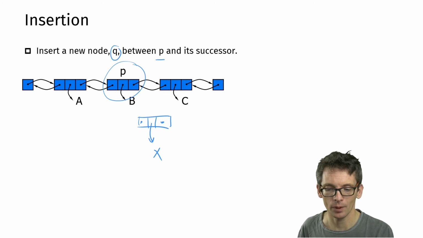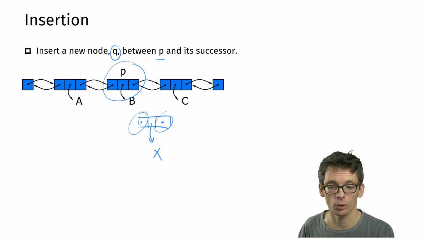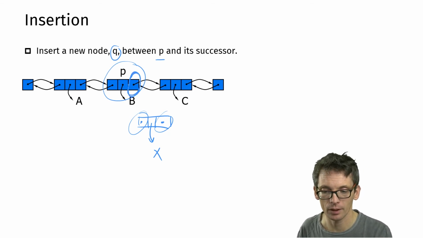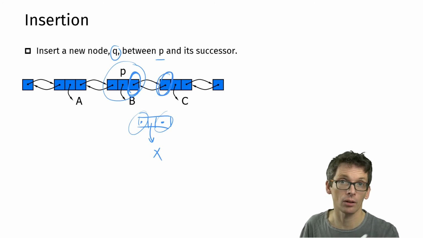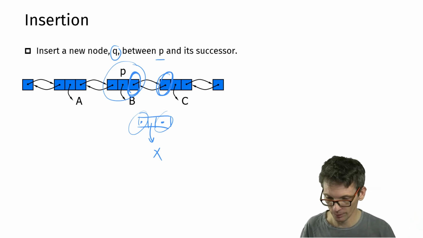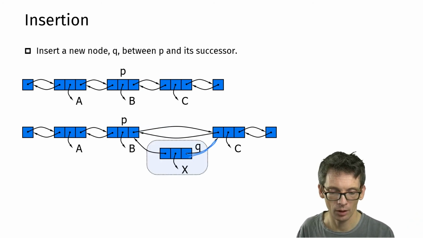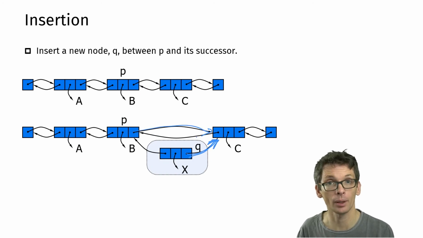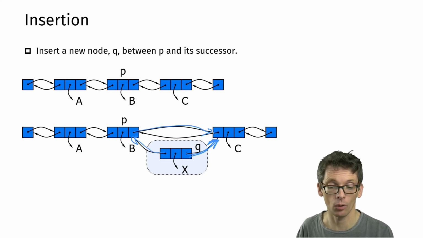I would need to get the pointers for the node Q, and I need to update the next pointer of P and the previous pointer of the next node after P, so its successor. And that's exactly what we do. We know this next because we can get it as the old next of P. We know the previous because that's simply P.